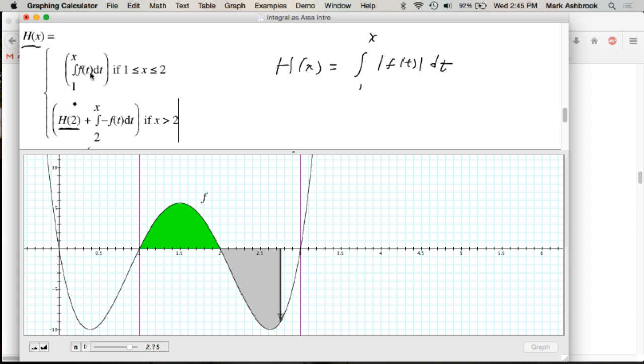So that would be what we get if we plug 2 into this one. All the accumulated area, that's basically the area of the green region, right? Plus, now we want to start accumulating from 2, but we want to take the opposite of the rate function to make sure that we're still accumulating positive area, right?